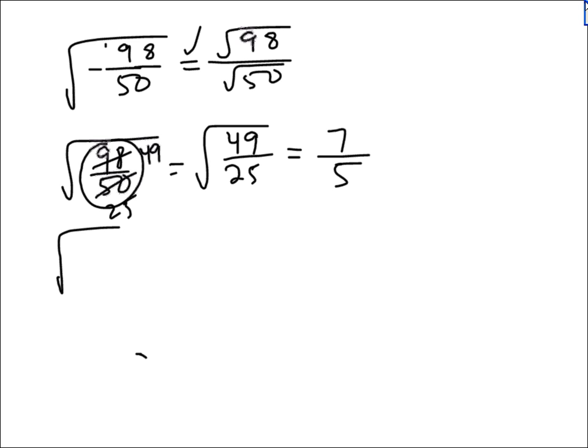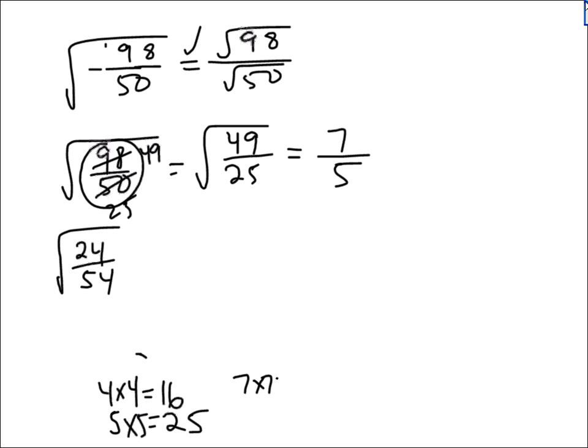Somebody gives you, say, the square root of 24 over 54. Well, you don't know the square root of 24. 4 times 4 is less than 24, and 5 times 5 is more than 24. You don't know the square root of 24. 7 times 7 is 49, which is less than 54, and 8 times 8 is more than 54. Don't know the square root of 54.